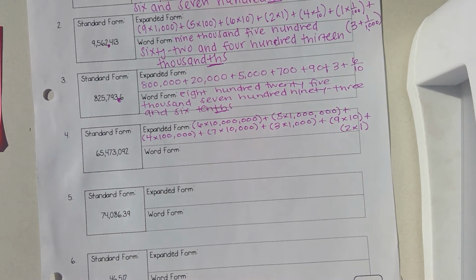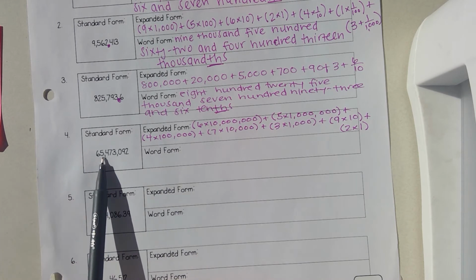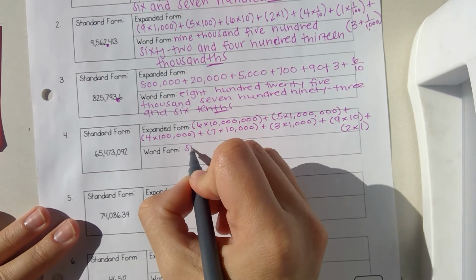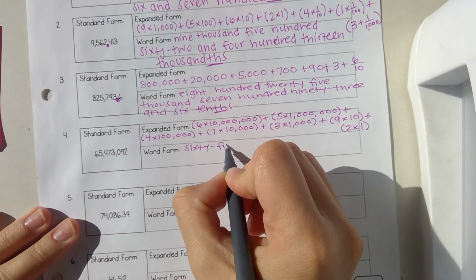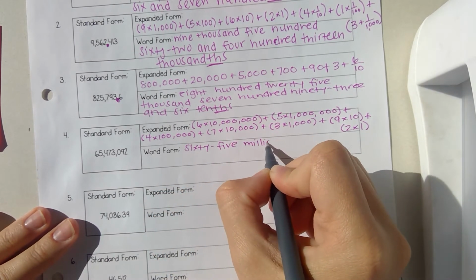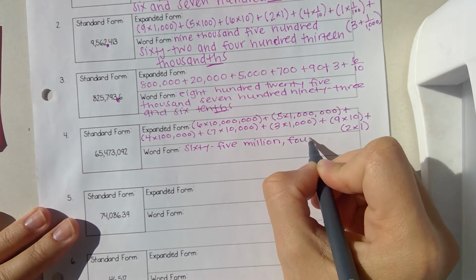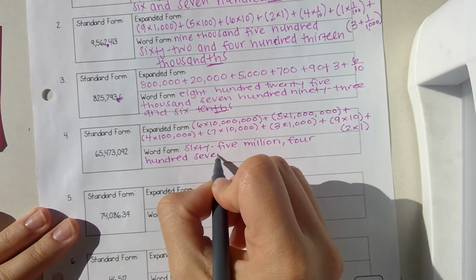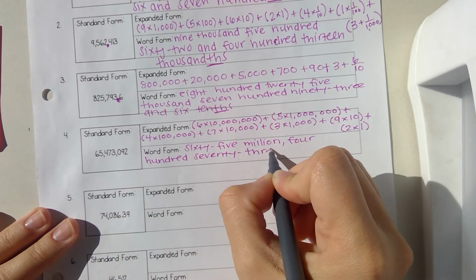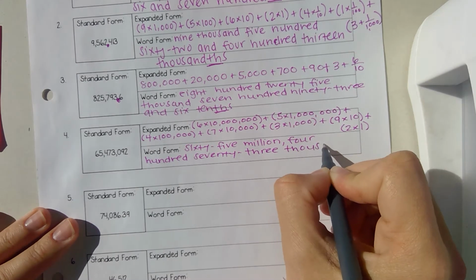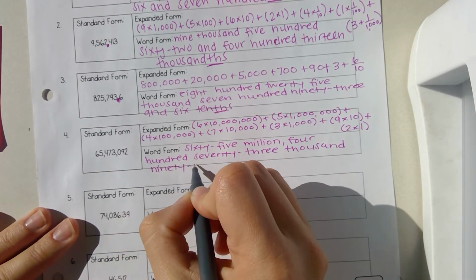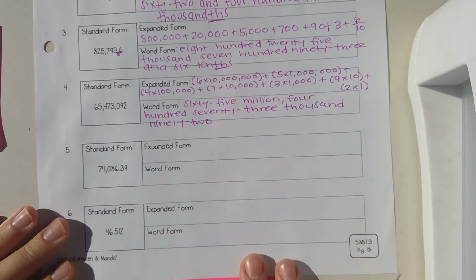Next, we'll do word form. We say it exactly, or we write it exactly how we say it. So 65,473,092. So this would be 65 million, comma, 473,092. Very good. All right, let's do number 5.